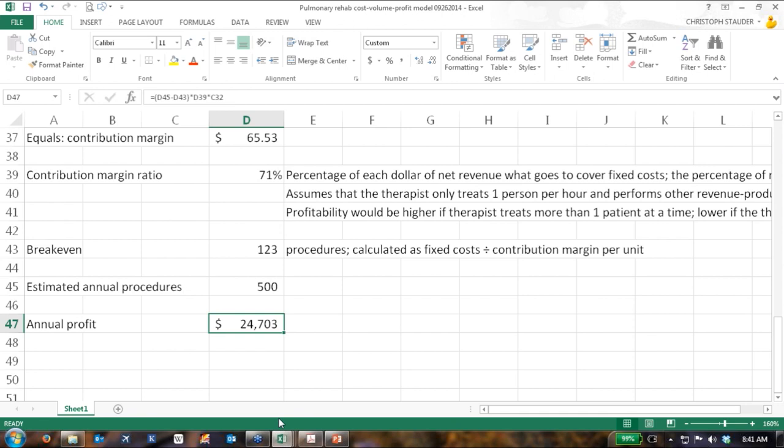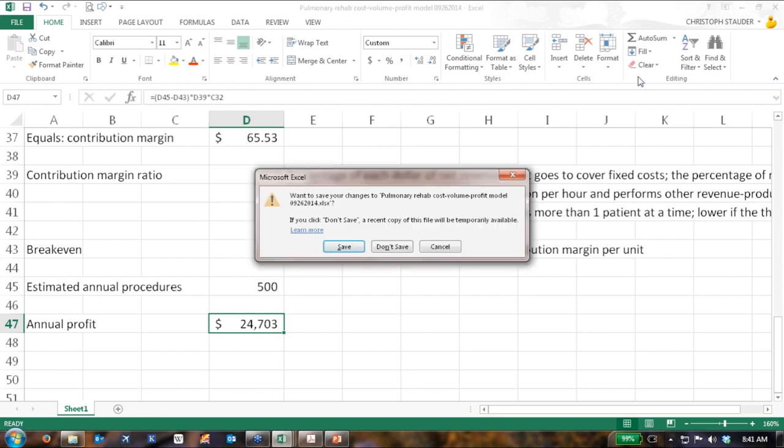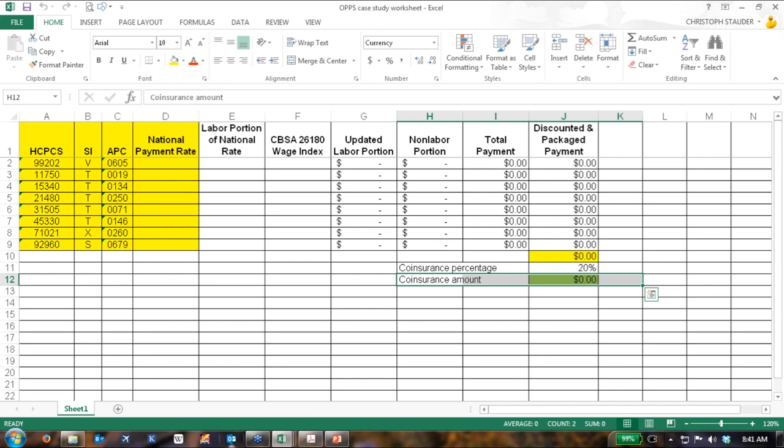But the point is that this cost volume profit methodology lends itself beautifully to figuring out margins on some simple stuff. And given that medical imaging, for instance, is a very high profit margin area, I'm using that as an example, that's an area where a model like this may very well work, where volume still matters and where cost per unit matters and where contribution margin is a useful concept. So that's the first thing I wanted to show you.